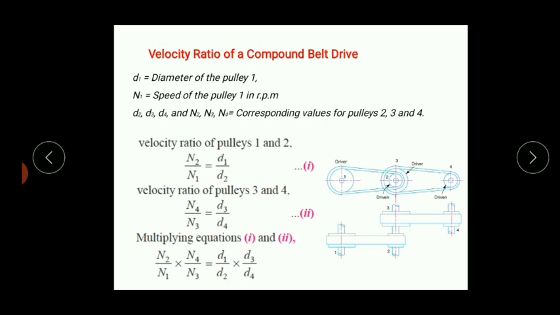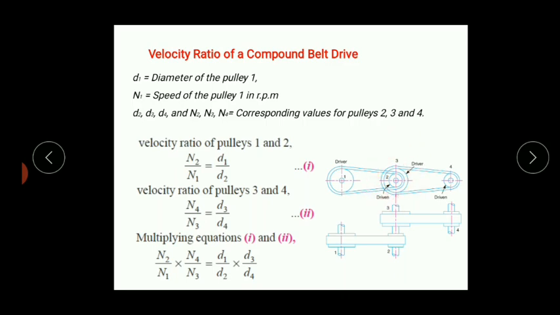The velocity ratio of the compound belt drive. Up to here we had seen the single belt drive system. Now what is the velocity ratio of the compound belt drive system? It is very simple. The velocity ratio between the first driver and the first driven, that is pulley 1 and pulley 2, we can get as n2 upon n1 is equal to d1 upon d2. Similarly, the second pulley and the third pulley are compounded over here. They are mounted on the same shaft, so the speeds of pulley number 2 and pulley number 3 are the same, as we know.